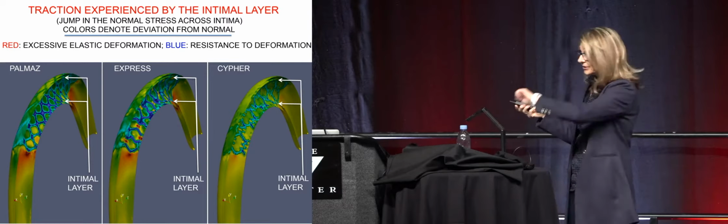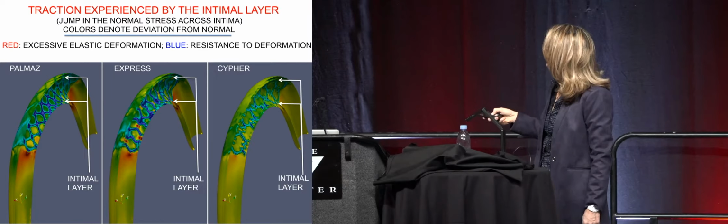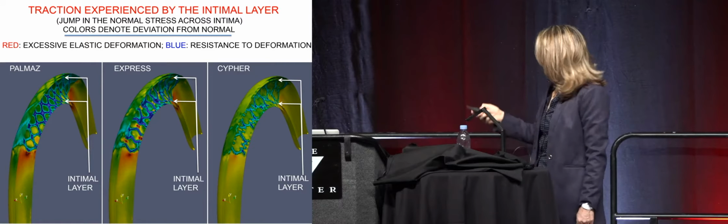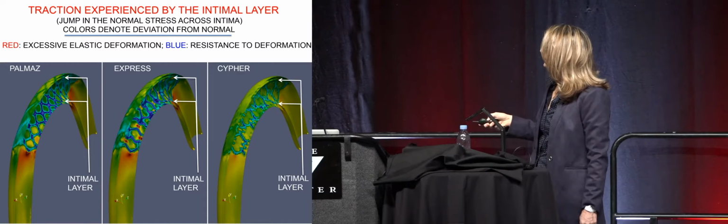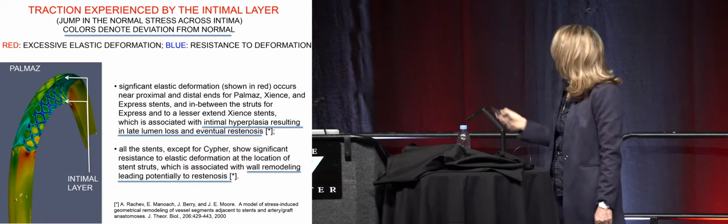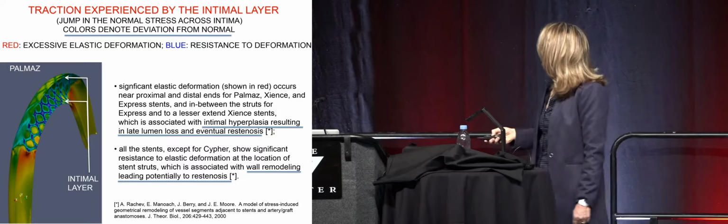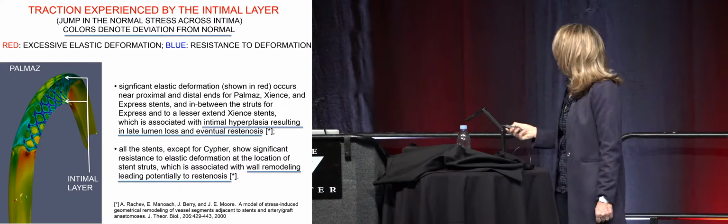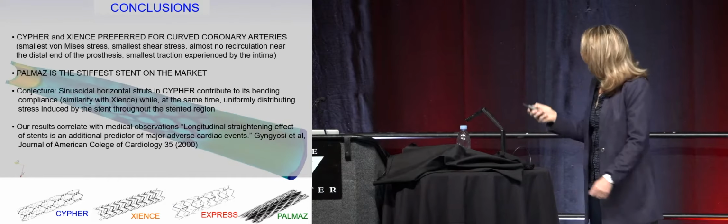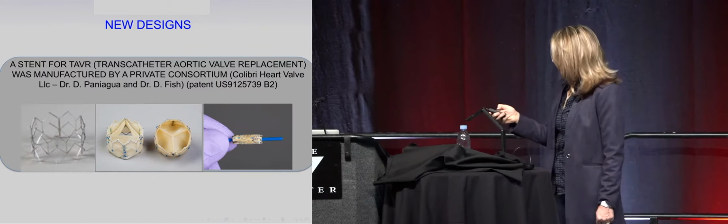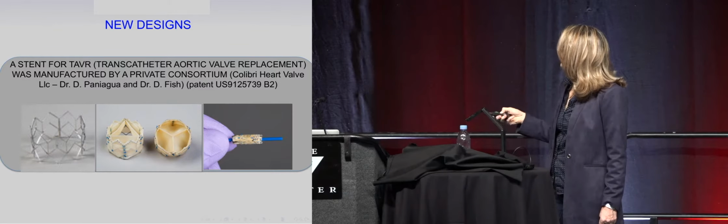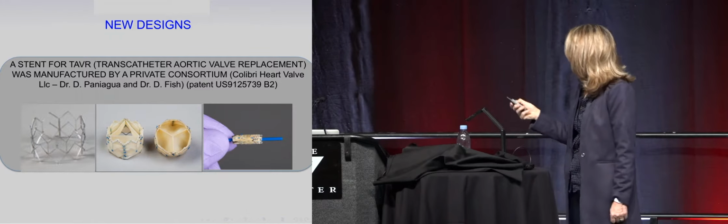And then because of the multi-layered structure that we have taken into account, we could also look at the stresses experienced by the intimal layer, the innermost layer, the thin layer, the interface directly in contact with blood flow, and actually showed, so red here shows excessive elastic deformation, and blue is resistance to deformation. And one can also argue, again, to make a long story short, that the Cypher stent, in fact, performs the best in this scenario. There are various conclusions that can be drawn from here, but also this approach can be used, and we have used this for a design of a stent for the so-called transcatheter aortic valve replacement procedure, which has been patented and is now used in patients.